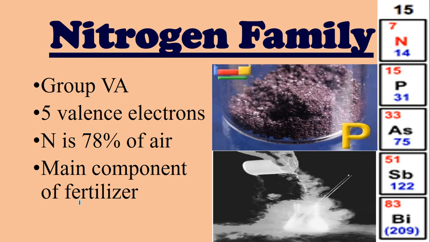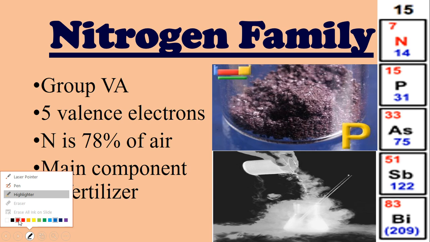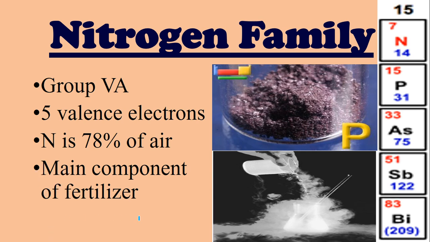Next is the nitrogen family. The nitrogen family is group 5A, and they have 5 valence electrons. One major thing, nitrogen is 78% of the air of the atmosphere. If you're taking earth science by now, you should remember that. It's a main component of fertilizers.